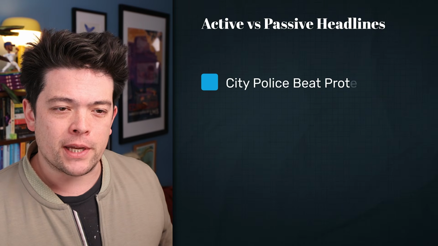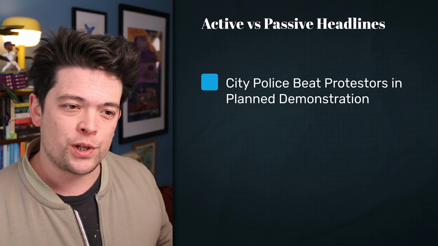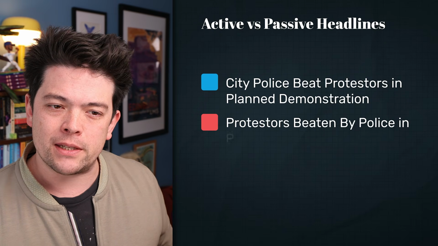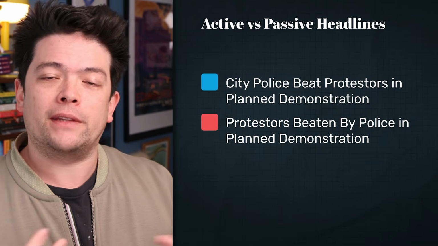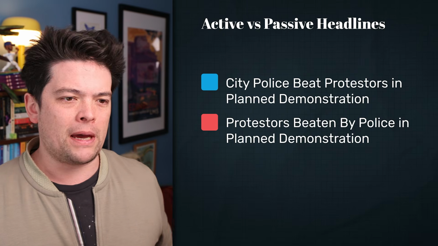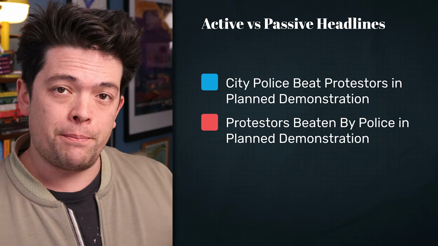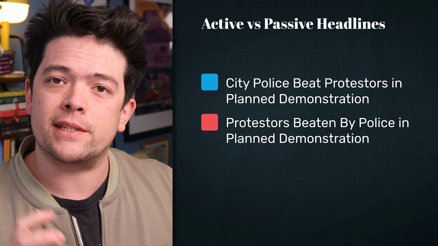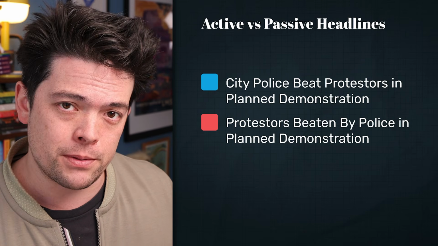Let's compare these two headlines. "City police beat protesters in planned demonstration." Or, to take the passive version, "Protesters were beaten by police in planned demonstration." Now both sentences describe the same event, but the emphasis is different. The active version centers the police, and it's about their assault on the demonstrators, and makes the readers wonder why they did it. The passive version puts the protesters at the center, and the story becomes more about their experience of being beaten perhaps. Neither is false, but the emphasis is slightly different.